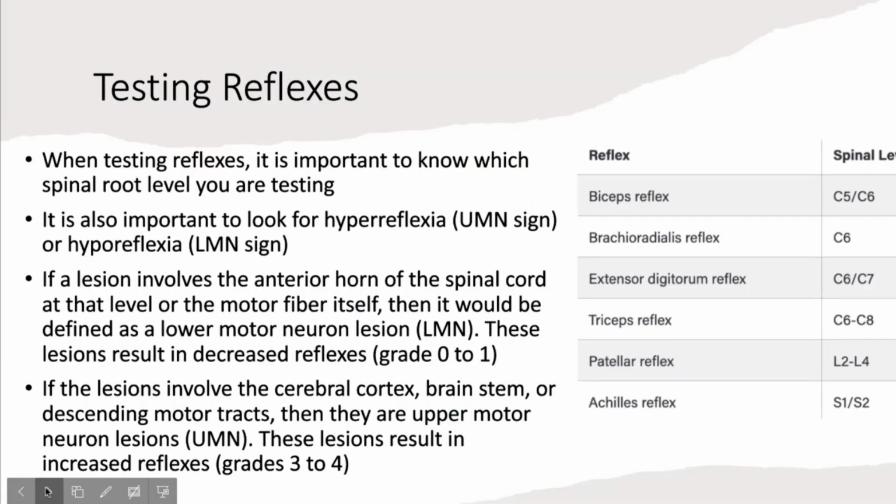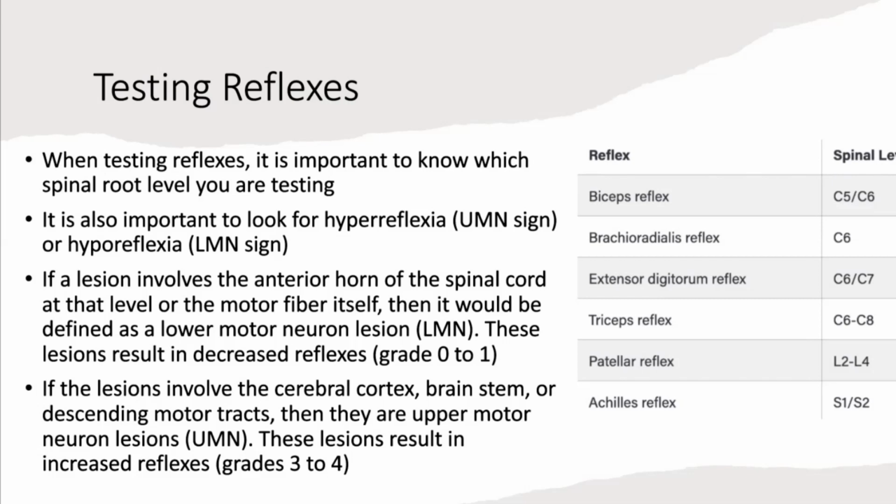So when testing these reflexes, it's important for the doctor to know what spinal root level they are testing, and that spinal root level chart or table is on the right. If a reflex is not present, it could be due to a problem with the receptor, the spinal cord, the motor neuron, or the neuromuscular junction itself, or the muscle. And it's also important for them to look for hyporeflexia or hyperreflexia.